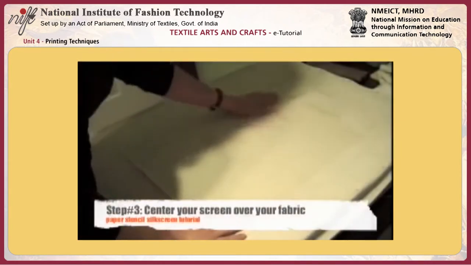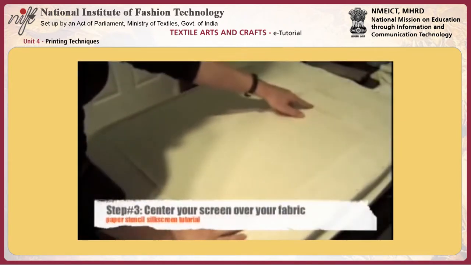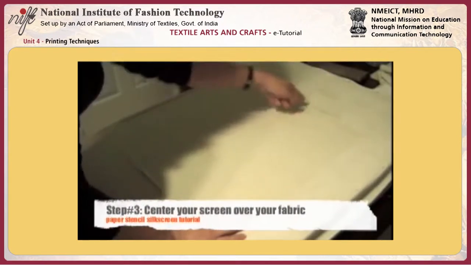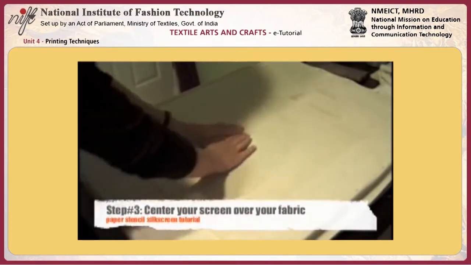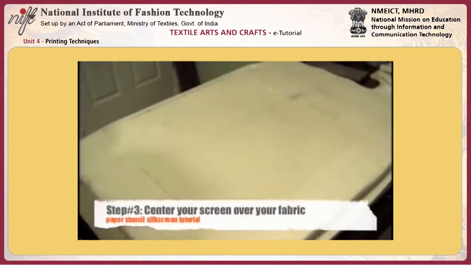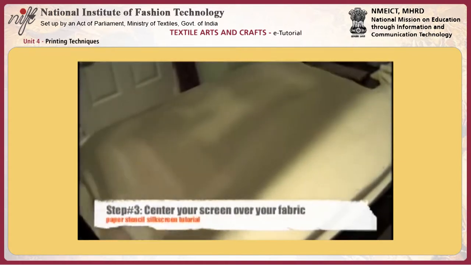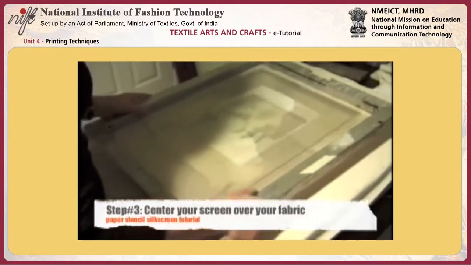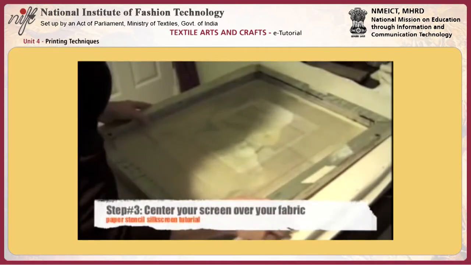Now I laid my first fabric panel down and I've marked where I want the top to be and put it in line with my center line. I've smoothed it out. My next step is to lay the silkscreen, with the stencil taped to it.